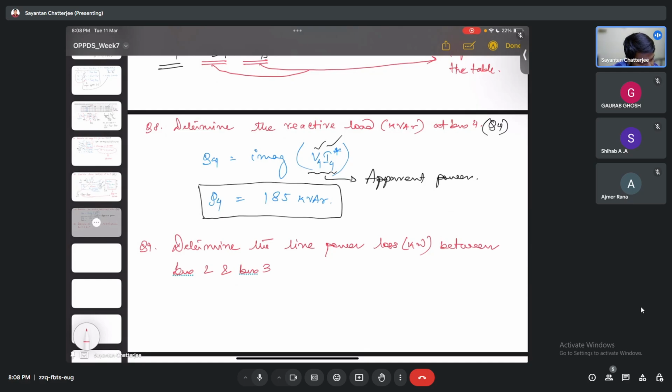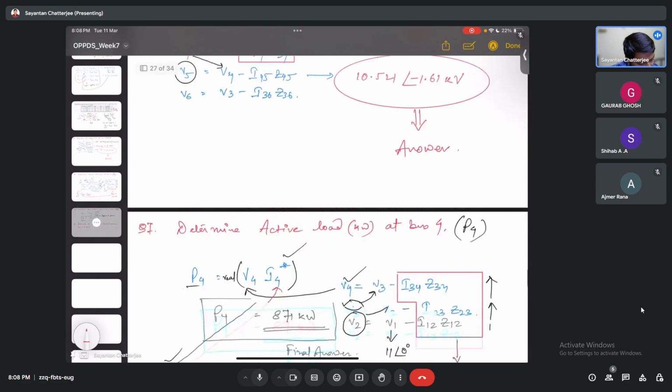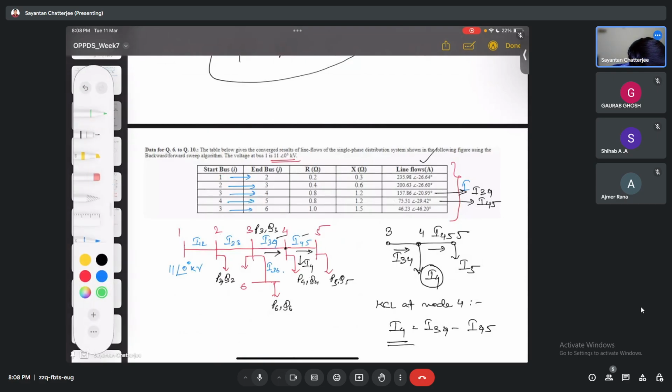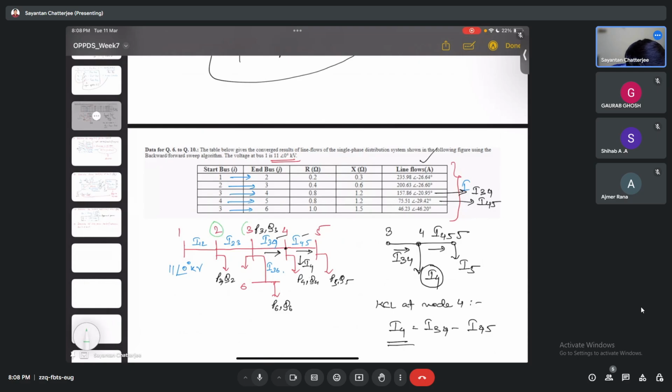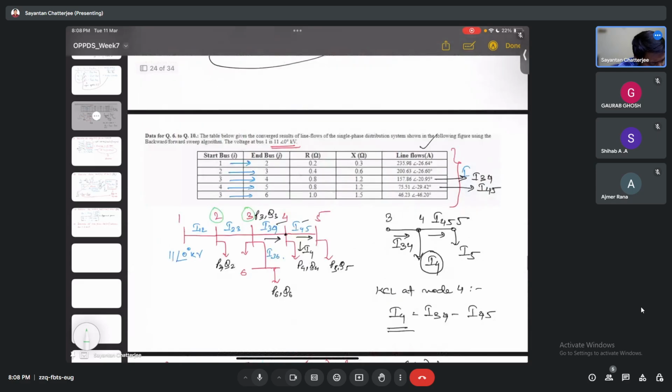So what will be the line power loss between bus 2 and bus 3? This is bus 2 and bus 3. What will be the line power loss between bus 2 and bus 3? I square R. Only the I23 value is already known here. This is the I23 value.